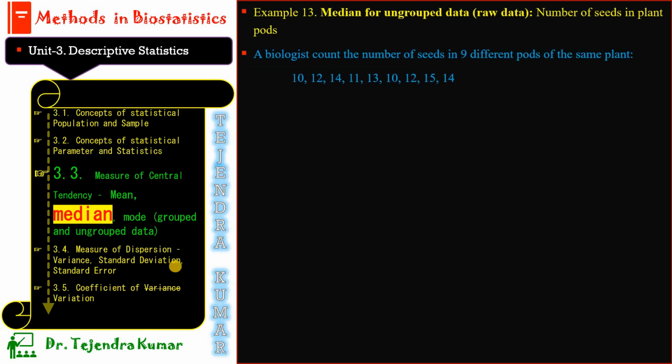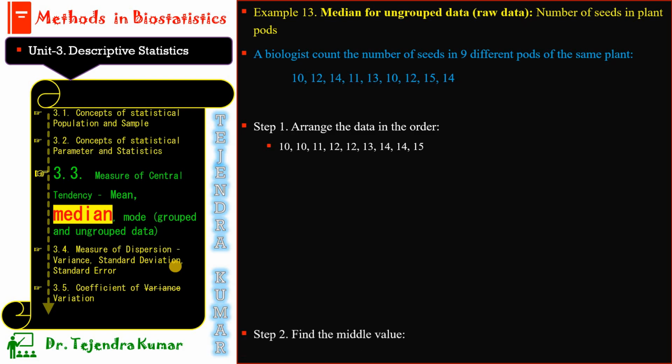In the next example, median for ungrouped data or raw data: the number of seeds in plant pots. Here, a biologist counts the number of seeds in 9 different pots of the same plant, and the data is 10, 12, 14, 11, 13, 10, 12, 15, 14. Now let's get the answer. Step 1: arrange the data in order. So 10, 10, 11, 12, 12, 13, 14, 14, 15.